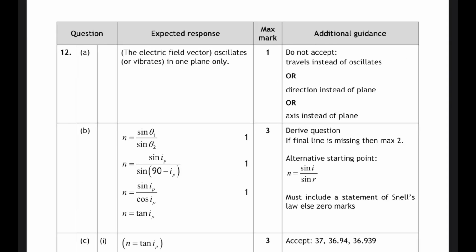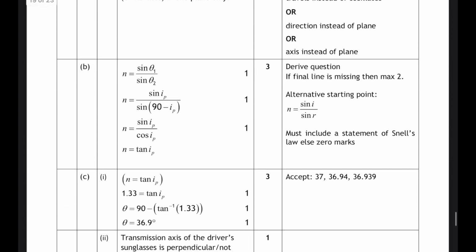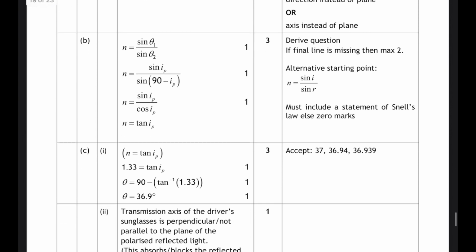Let's have a look at it on the marking instructions. So part A, same answer as before, the electric field vector oscillates in one plane only. And part B, it's a 3 marker, so first mark for stating Snell's law, second mark for identifying that the refracted ray angle is equal to 90 minus IP, and the third mark for realising that sine of 90 minus IP is equal to cos IP. And don't forget to write the final line as stated in the question.